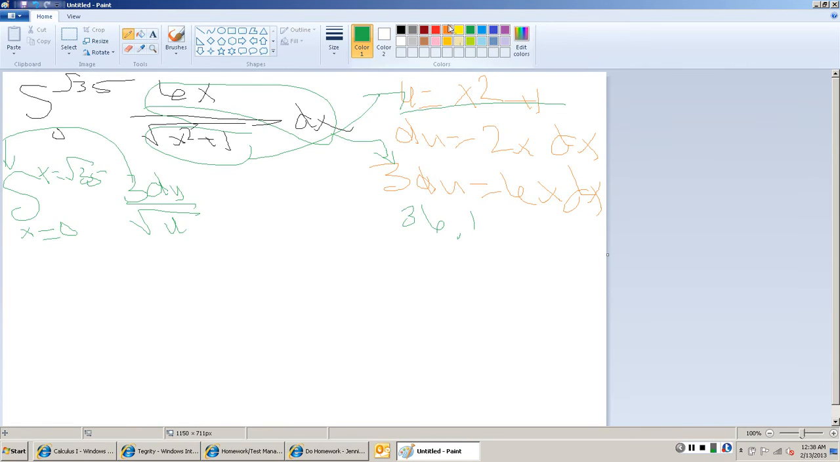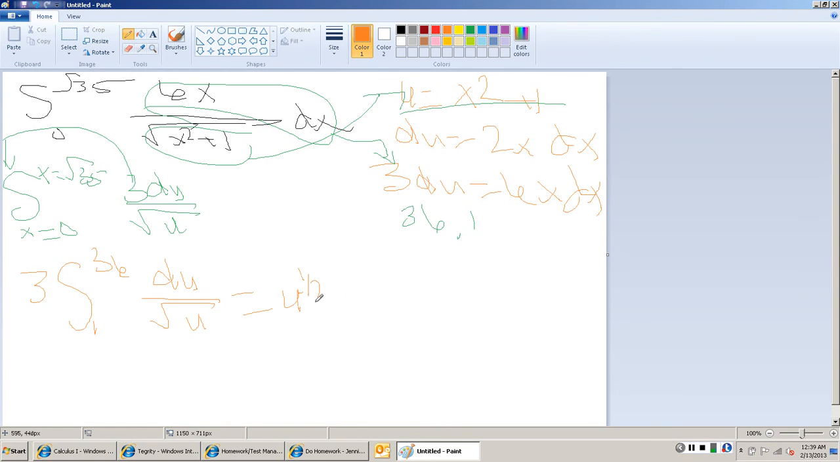So now what I've done here is I have 3, move that out as I said, 1 to 36 du over the square root of u. So now I've taken this and I've completely converted it to u, which means once I take the antiderivative, all I've got to do is plug in my limits and I'm done. I don't have to go back.